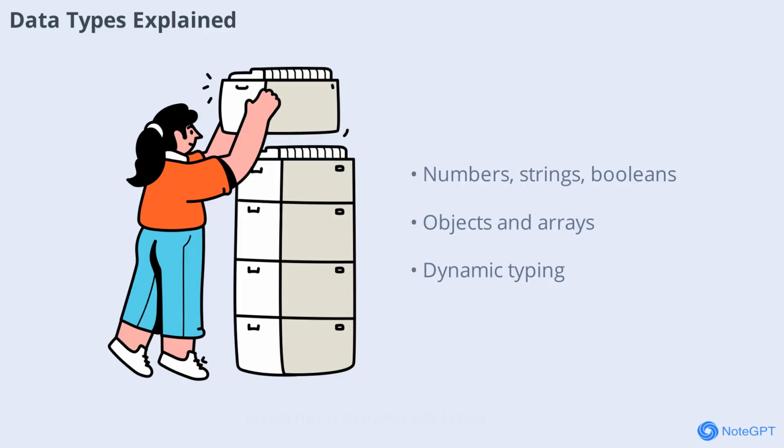JavaScript is dynamically typed, meaning variables can change types as your code runs. This flexibility is powerful but requires careful handling to avoid unexpected results. Let's look at examples of each data type and how they're used in real-world scenarios.